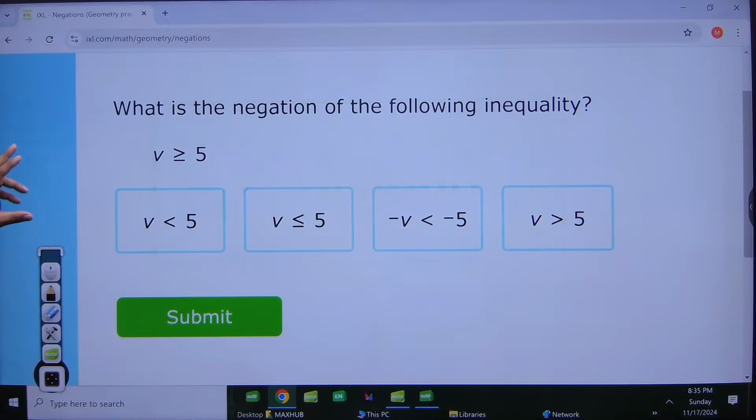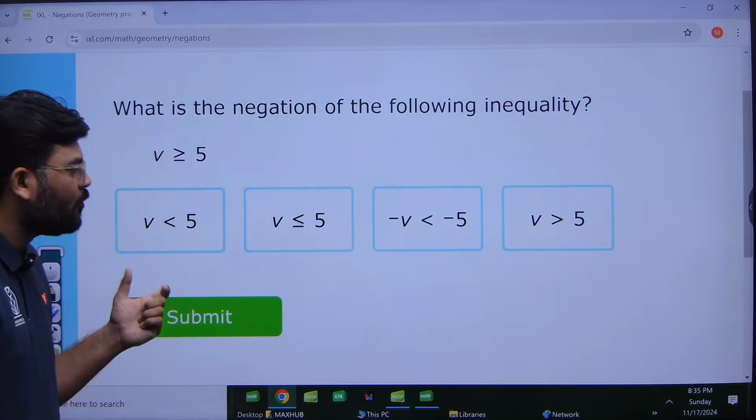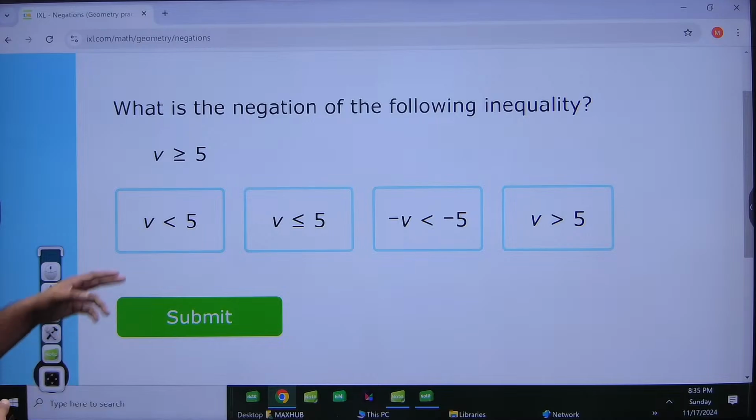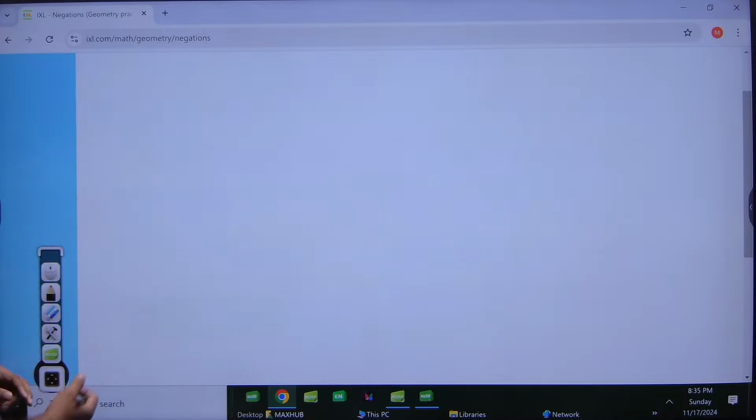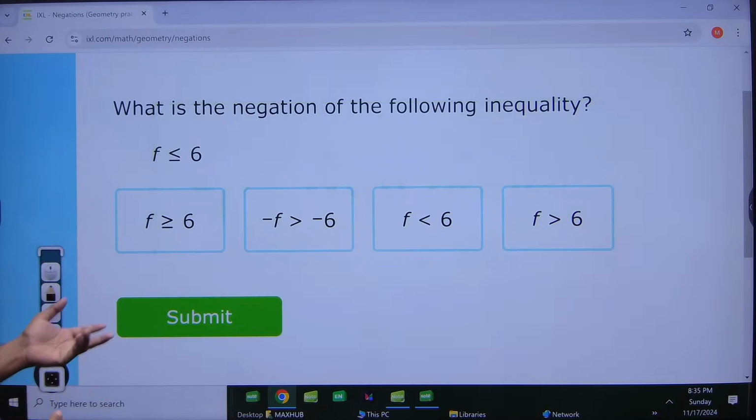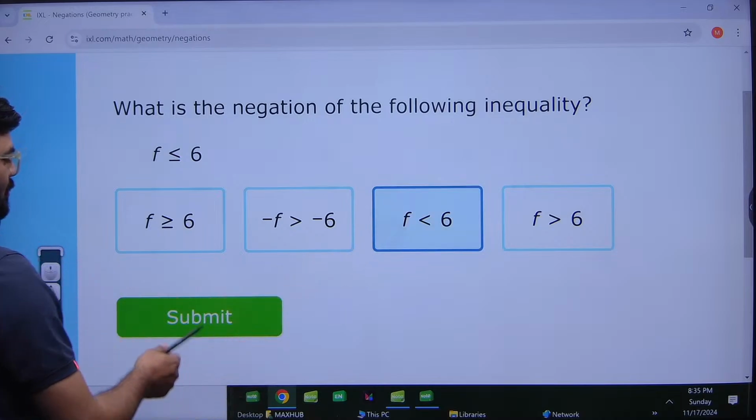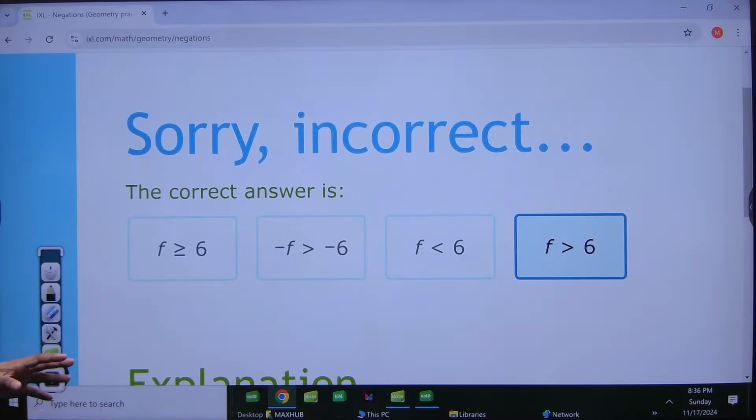Brilliant. V is greater than 5. Now you can be quicker. V is less than 5. Wonderful. See, once you understand the concept, it is so easy. Tell me for this. Wait, tell me before I click.